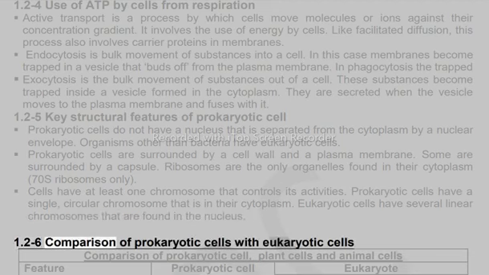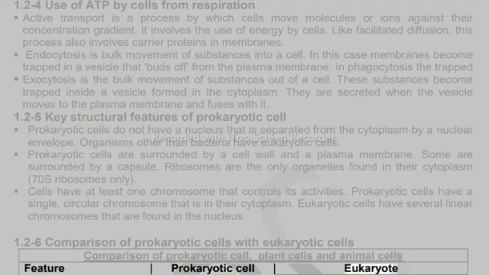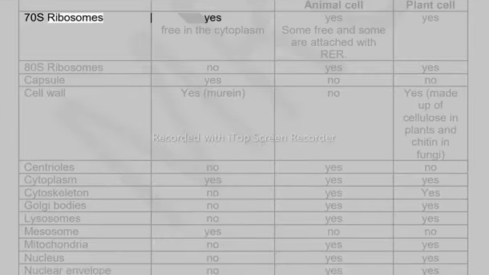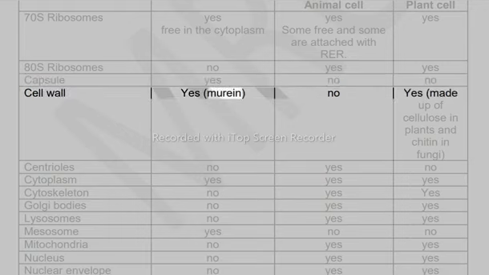1.2.6 Comparison of prokaryotic cells with eukaryotic cells. Comparison of prokaryotic cell, plant cells and animal cells. Feature: prokaryotic cell, eukaryote animal cell, plant cell. 70S ribosomes: yes, free in the cytoplasm, yes, some free and some attached to RER. 80S ribosomes: no, yes, yes. Capsule: yes, no, no. Cell wall: yes, murein; no; yes, made up of cellulose in plants and chitin in fungi.